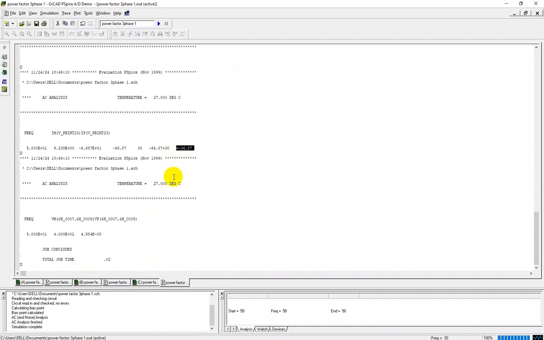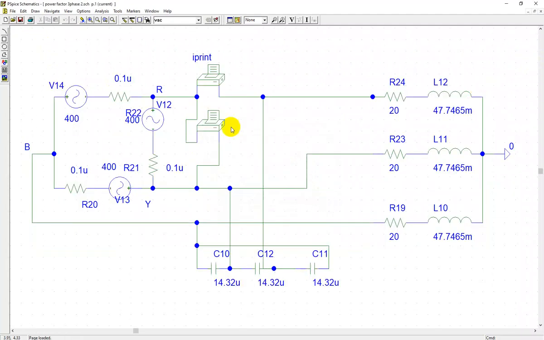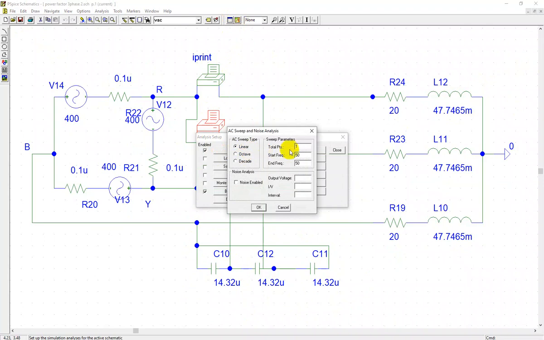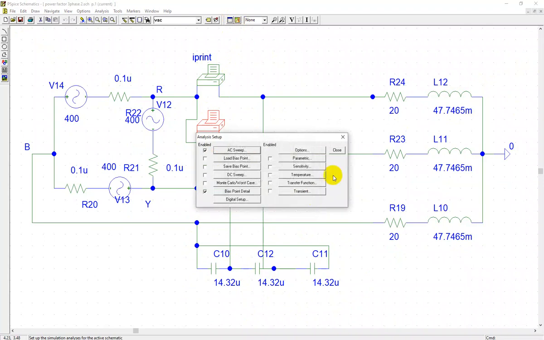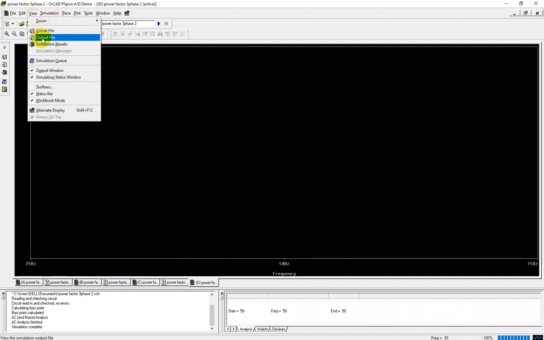Okay, now let's see what happens after power factor corrections. So after power factor corrections, let me open the file. So you can see the same circuit. We have three capacitances of the value that we had calculated as 14.32 microfarads connected in delta fashion. So from each end it's been connected to your capacitance and measuring current and voltage. So setup analysis, it is AC sweep, it remains same, linear, total points 1, start and end frequency remains 50. So let us simulate. Let us go to view, output file.